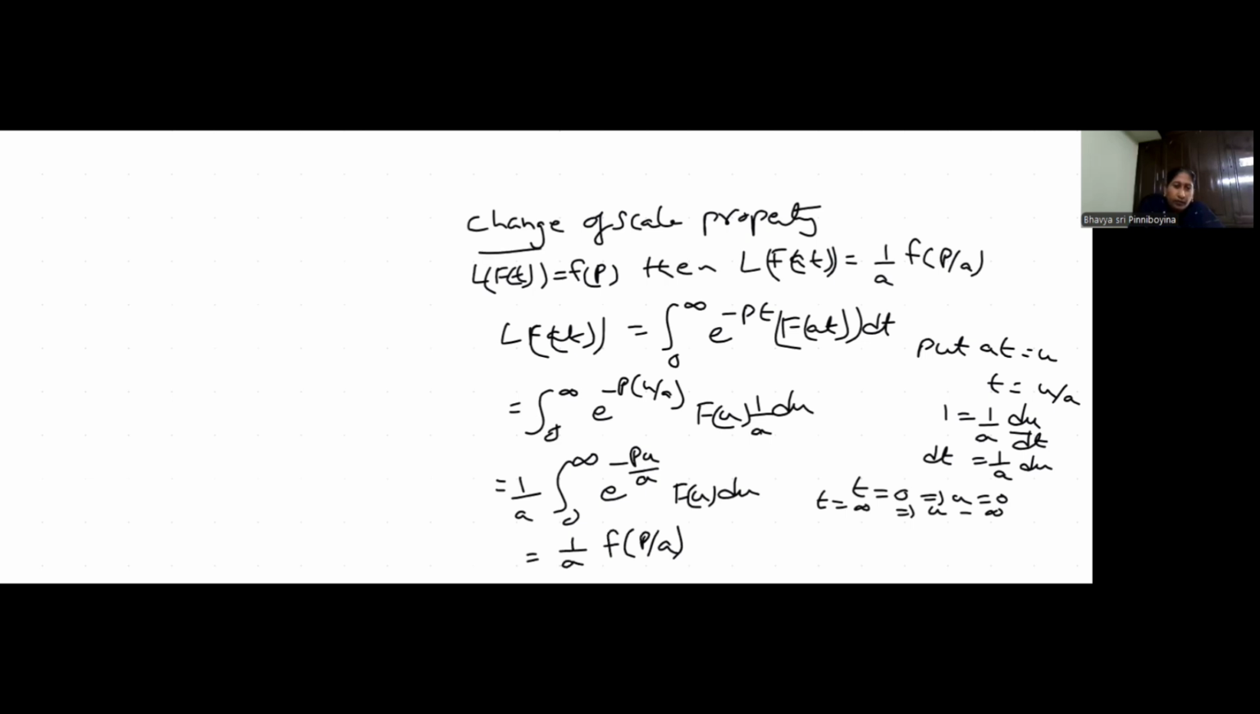Now we will discuss one example for this change of scale property. Find Laplace of cos 4t by using change of scale. If they didn't say to solve the problem by using change of scale, we can easily solve cos 4t. It is only a formula for Laplace of cos 4t, so we can easily apply p by p square plus 4 square. But we have to solve that problem using change of scale.